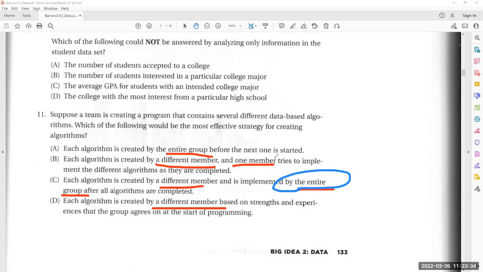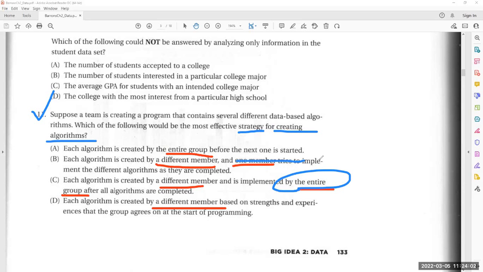Because each algorithm has to be created by a different member, and some members might be weaker in creating certain algorithms. No. Here there's a trick. I picked this problem because there's a trick. So here the question is, which is the most effective strategy for creating an algorithm?